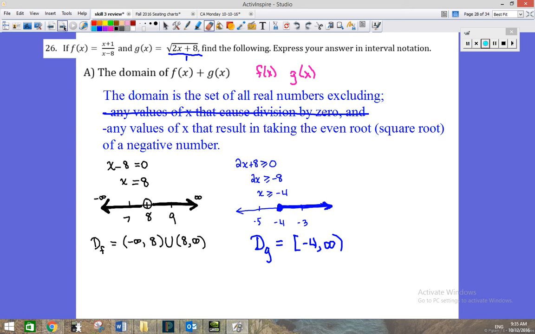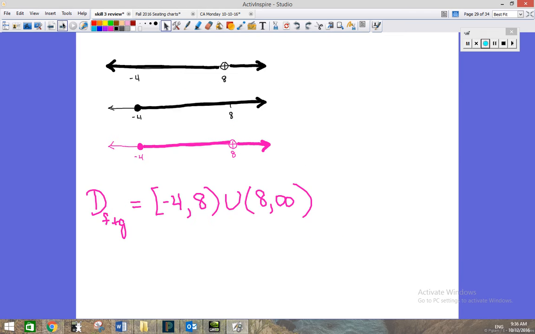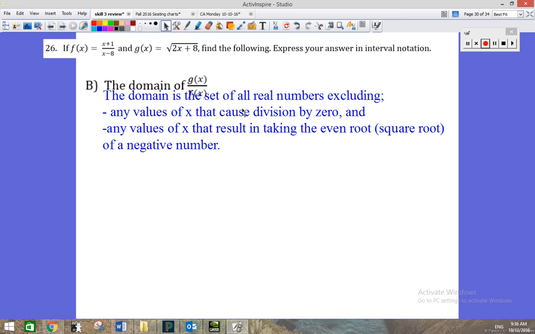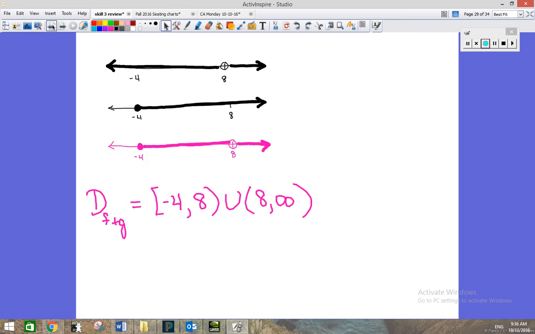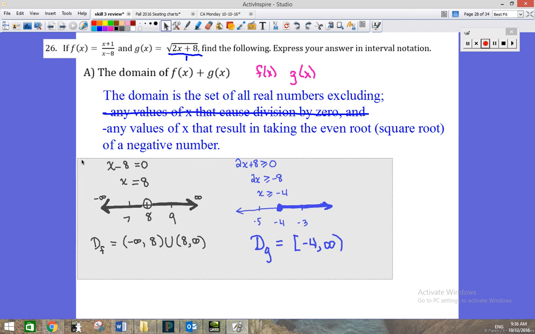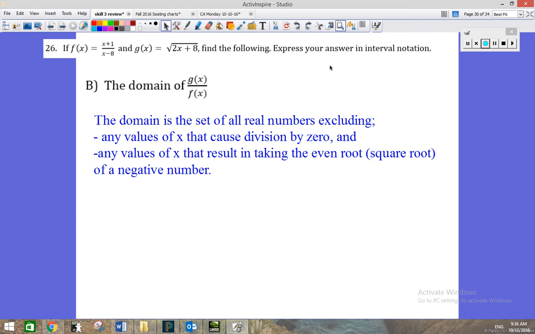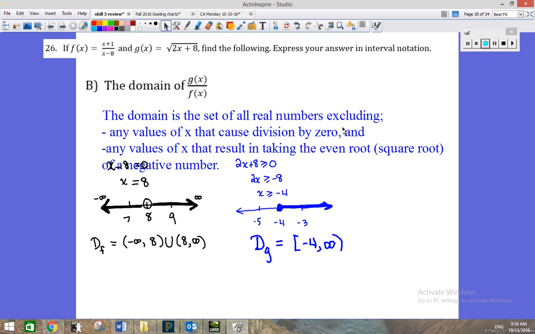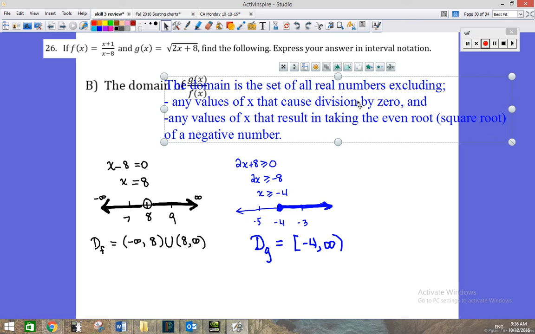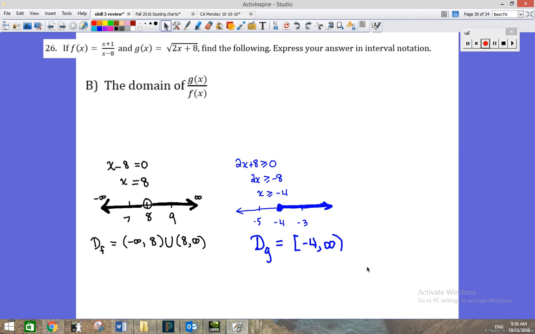Alright, so let's move on to part B. Let's take all of it with us, and we've already done that work. We've already found the domain of f and the domain of g. You can go back to refer to that. I need the room, so I'm going to delete that.